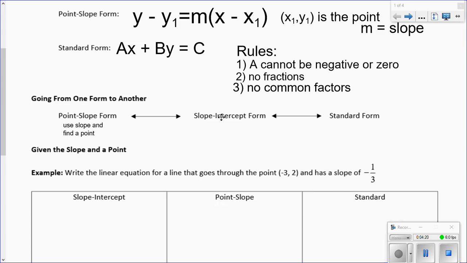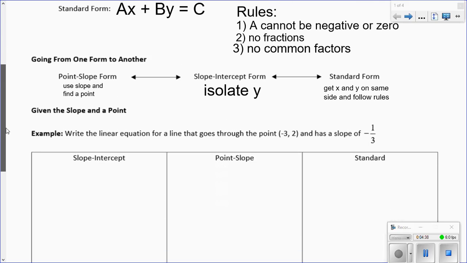Okay? To change something in slope-intercept form, just get y by itself. We've already done it in class, so it's not a new thing. And to change something in standard form, you're basically getting x and y on the same side and making sure you follow those 3 rules. Okay? So again, we'll do more practice with it.